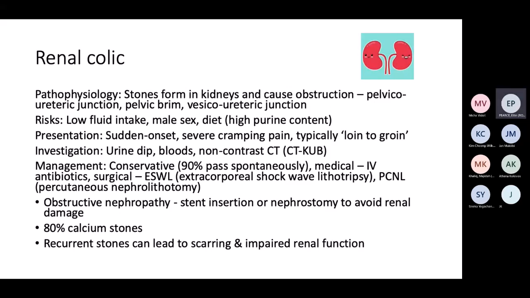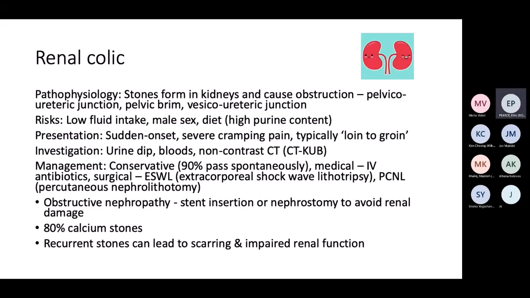So, renal colic. The pathophysiology is stones that form in the kidneys, and they cause obstruction, usually at one of those three points, because they're the narrowest. Risk factors include low fluid intake, being male, and a diet that's high in purine, so things like red meat. The presentation is really typical.